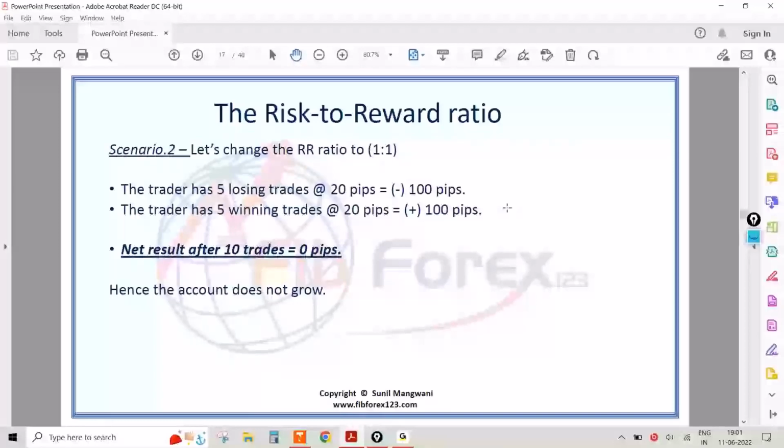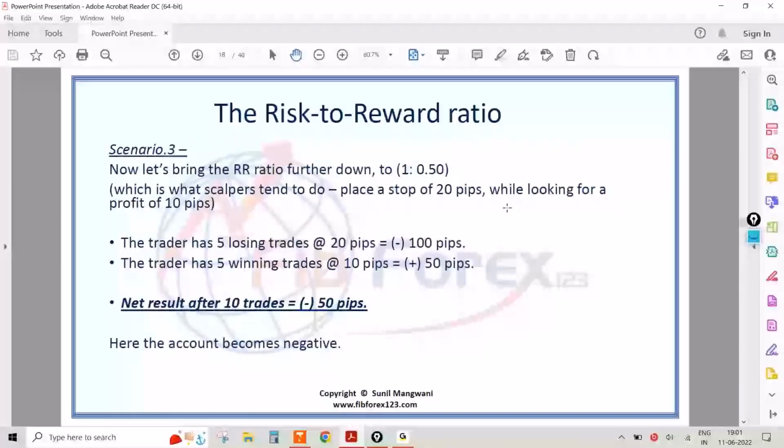Let's change this and let's go to scenario 3, where I bring the risk to reward ratio down to 1:0.5. Now, which is what scalpers tend to do, right? So you would place a stop loss of 20 pips and look for a profit of 10 pips. And in Forex, it's a very common thing. And let me tell you something, honestly, scalping does not work.